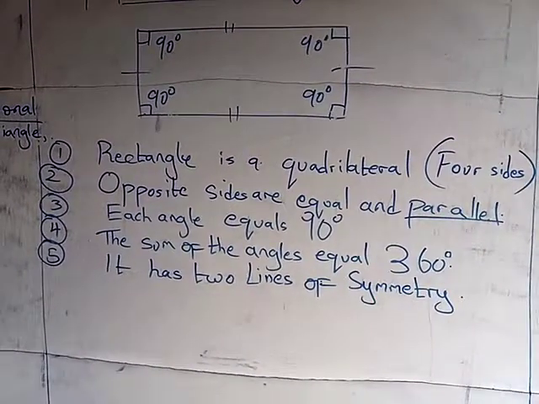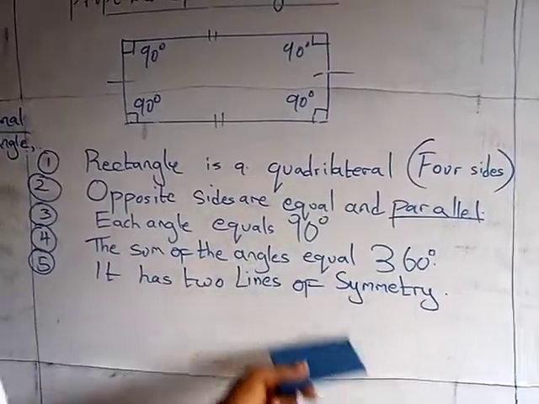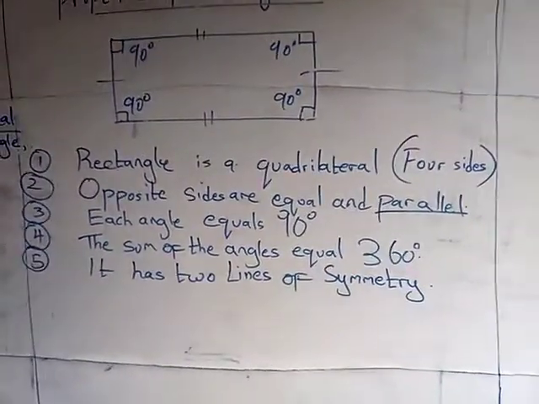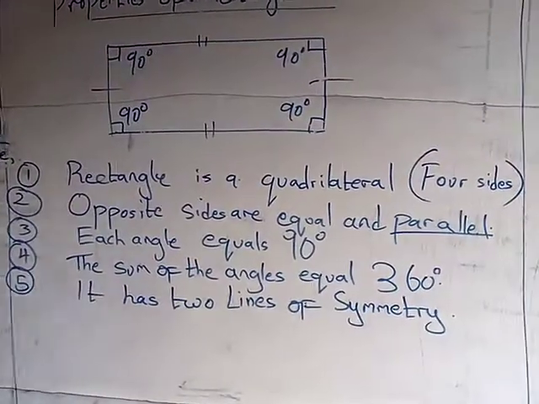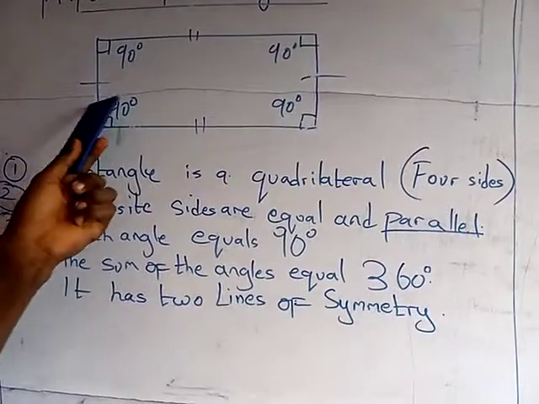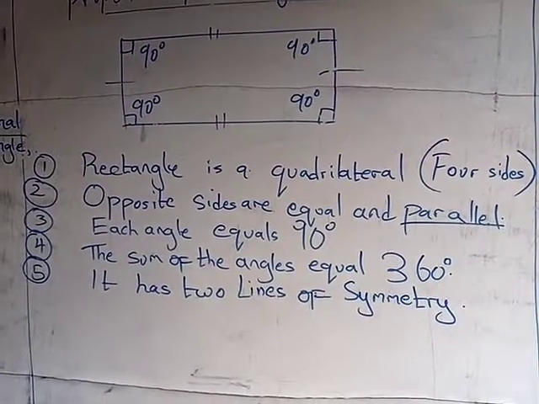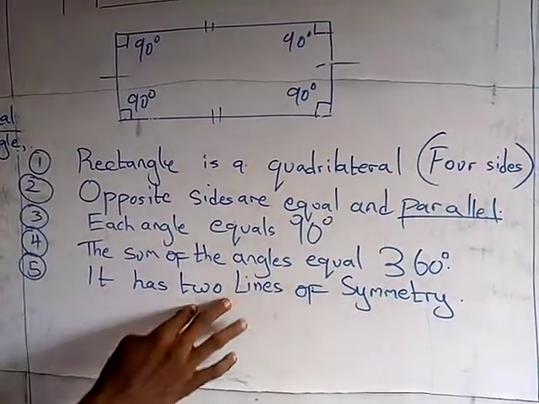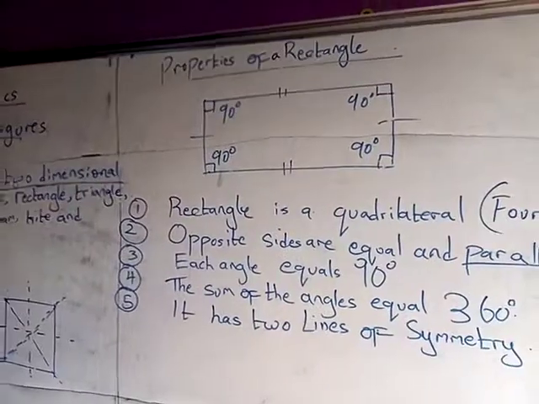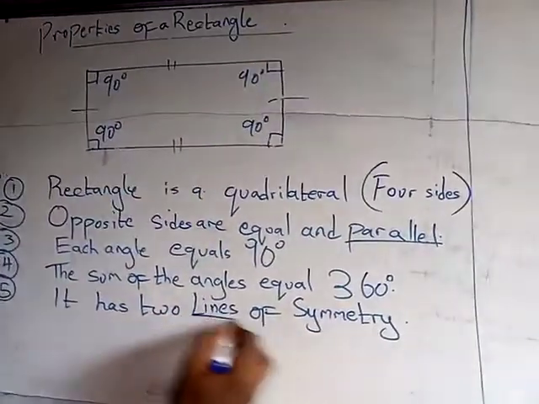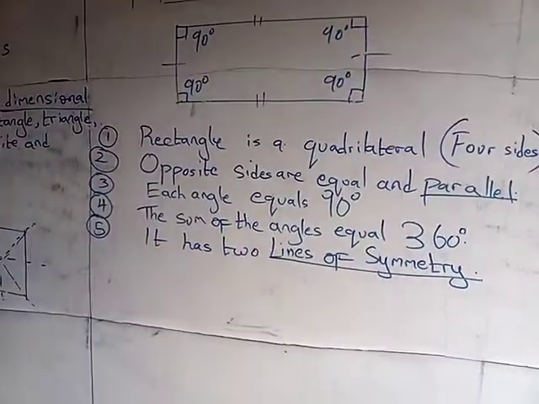Are we together? Yeah. Next we have the sum of the angles equals 360 degrees. That is adding the 4 angles of 90 together, we have 360 degrees. The sum of all the angles will give you 360 degrees. And a rectangle has only 2 lines of symmetry. For a rectangle, it has 2 lines of what? Symmetry. Good. What are lines of symmetry?